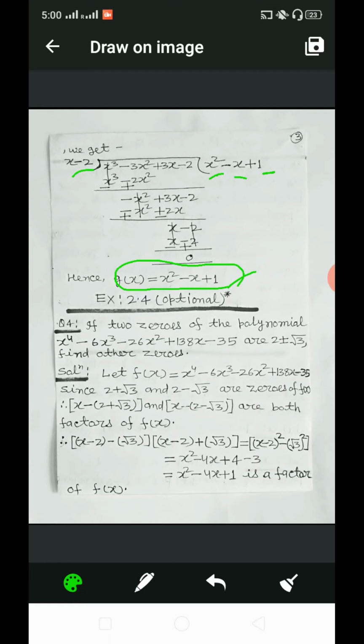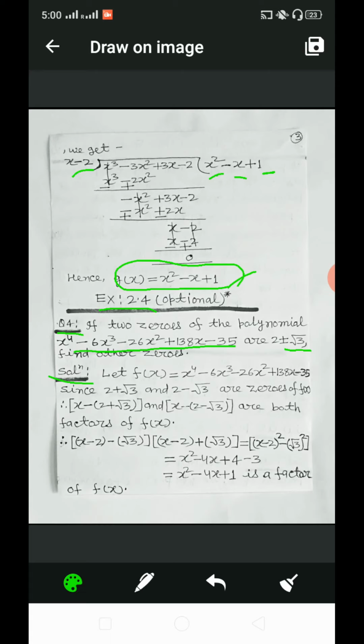Now let us start to find the solution of exercise 2.4 optional. We take question number 4. If two zeros of the polynomial x to power 4 minus 6x cube minus 26x square plus 138x minus 35 are 2 plus minus square root of 3, find other zeros.